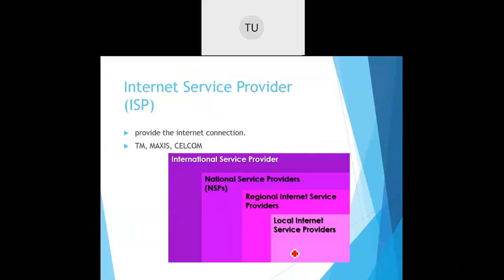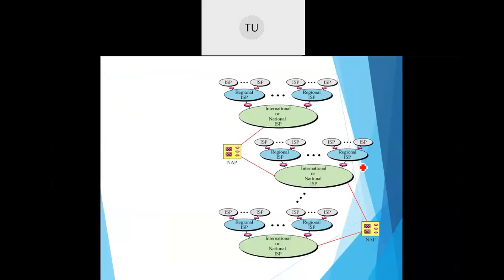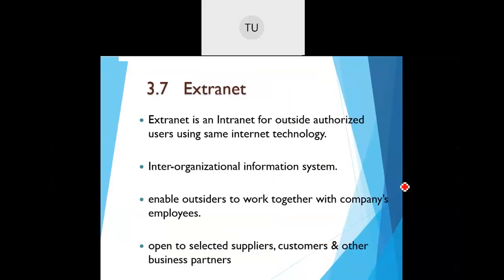In order to connect to the internet, let's say at home, what do you need to do? Firstly, you need to subscribe to Unifi or Maxis broadband. All those companies, Unifi, TM, Maxis, and Celcom, we call Internet Service Providers or ISP. ISPs can be subdivided into local ISP, regional ISP, national service providers, and international service providers. This is the diagram of ISP for local and international ISP.